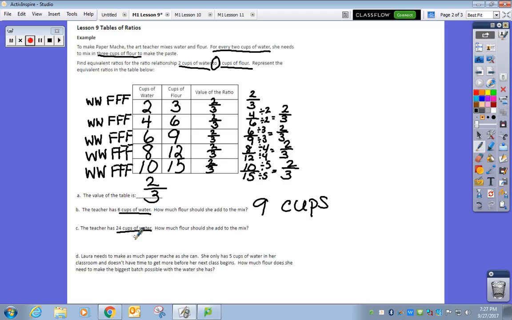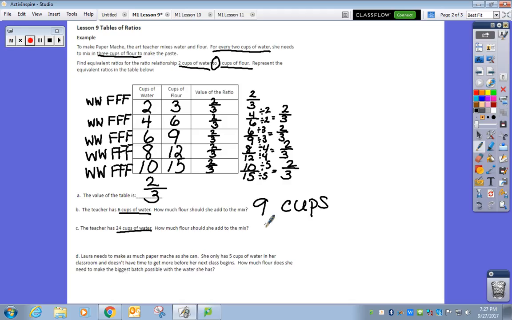The first way that we could do this is to continue on the table counting by 2s down the cups of water column till we got to 24 and seeing what it matches up with for flour. That's kind of a lot of work, so what I'm going to recommend is using the value of the ratio to find the missing number.